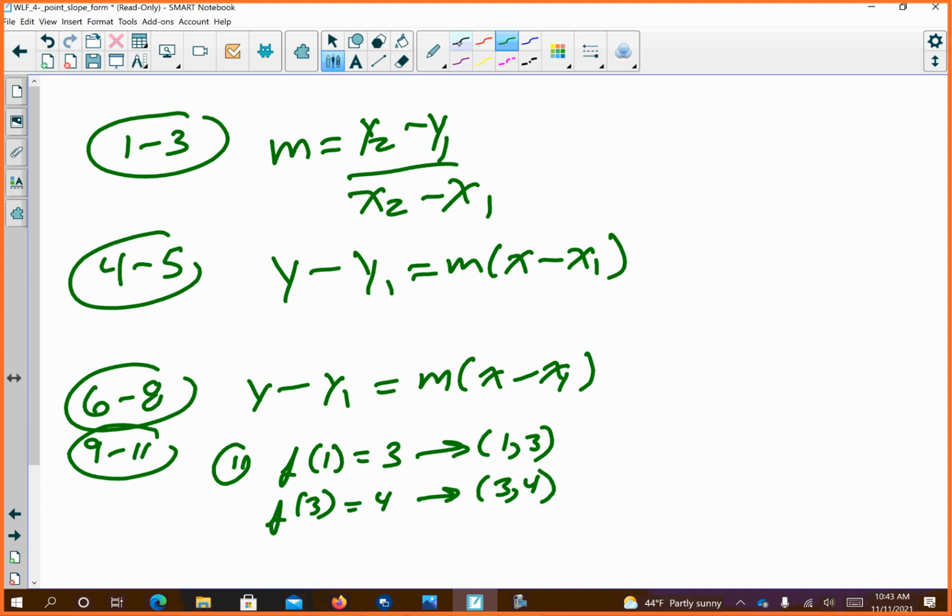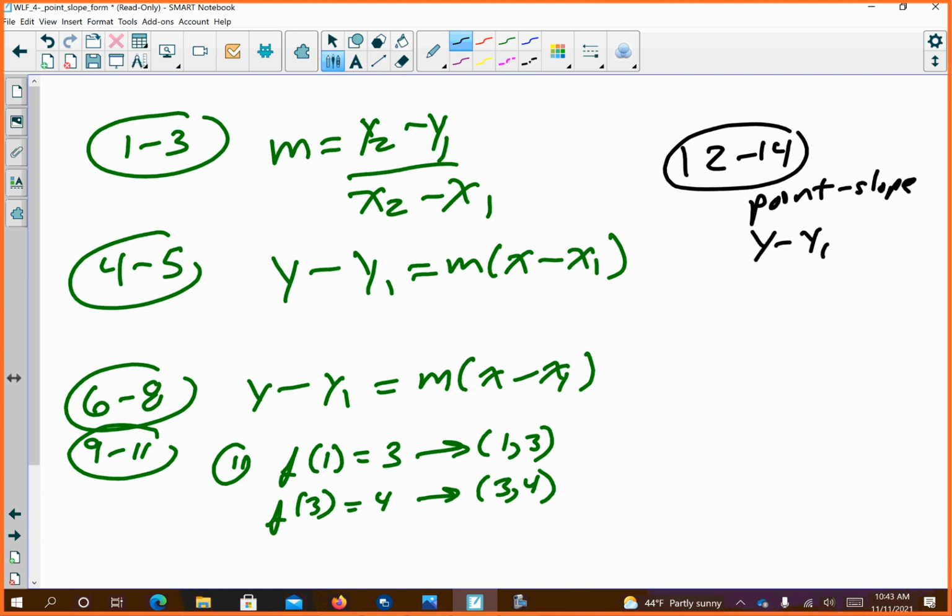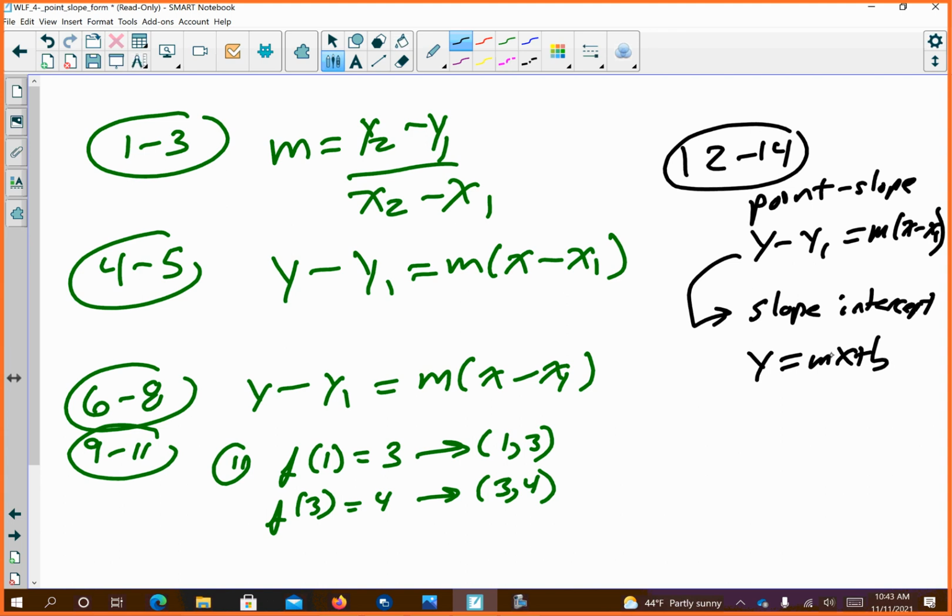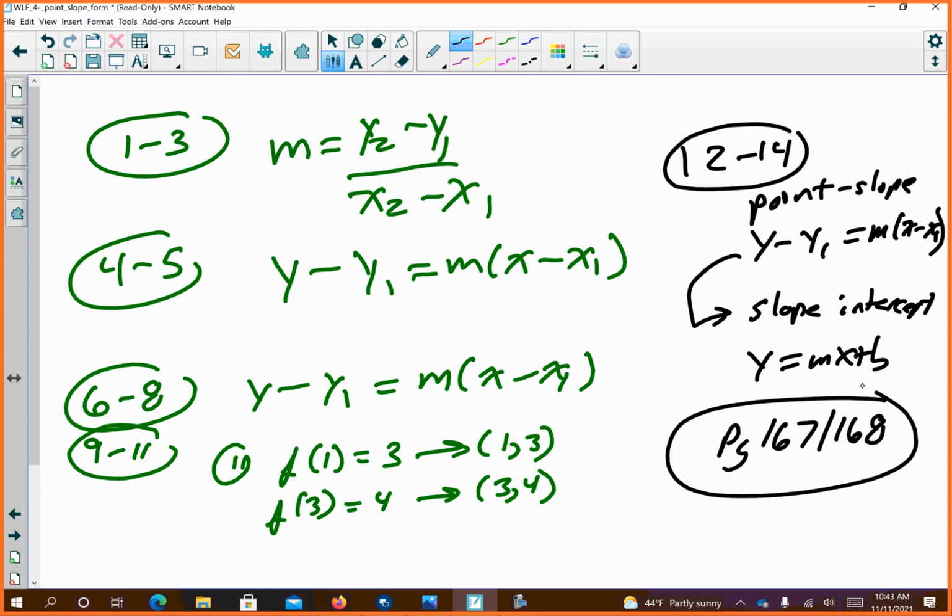And then 12 through 14 on the homework, you're going to use point slope first. And then we want to make it into slope-intercept, which is y equals mx plus b. So your assignment for tonight, and you can start on it now, is page 167 and page 168. And these are the clues of how to do it.